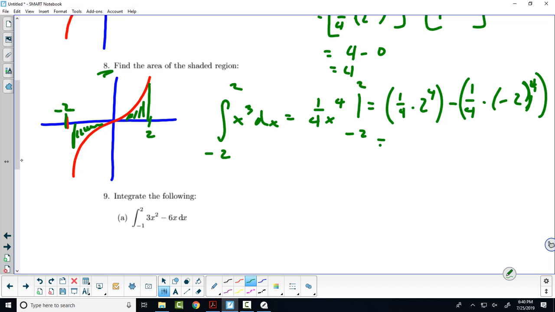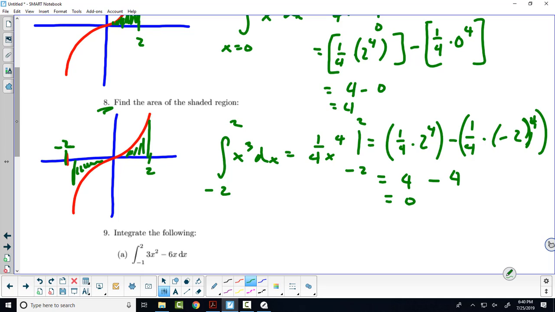Which is 4 as before, but then what is this? Well, negative 2 to the 4th is 16, divided by 4 is 4. We get 4 minus 4, we get 0. Now this is not a horizontal line, that's not the line y equals 0, when I'm asking what's the area underneath the curve and the x-axis. What's going on here?